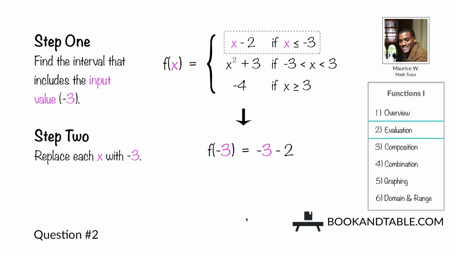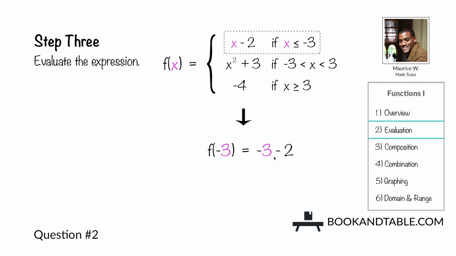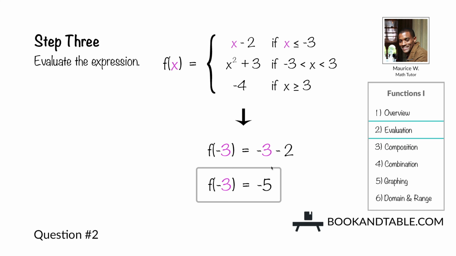Question number 2, we were asked to find f of -3. So if we go to the intervals, -3 can be found in the first interval since x is less than or equal to -3. Since x is equal to -3, we use the first expression, x minus 2, and replace each x with -3. And now we want to evaluate the expression -3 minus 2, which gives us -5. So the answer to question number 2 is f of -3 is equal to -5.